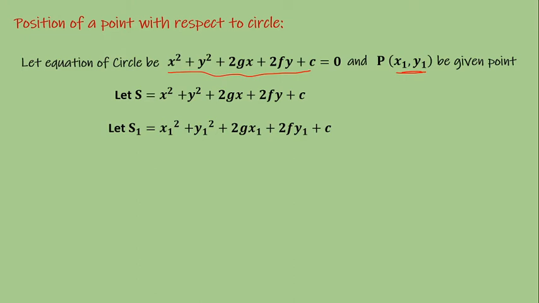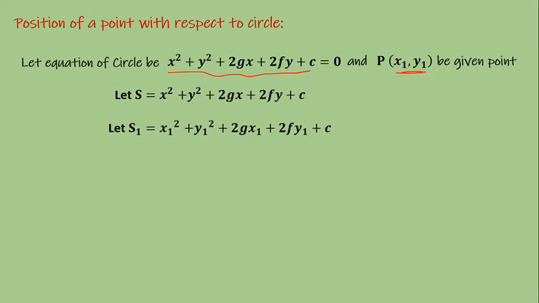Now just try to understand, S1 is basically a number. Here it looks quite complicated, but x1, y1 are coordinates of a point and coordinates are numbers. So final answer for S1 will be some number. So it doesn't look much complicated. Though here it looks complicated, practically it is very simple thing.